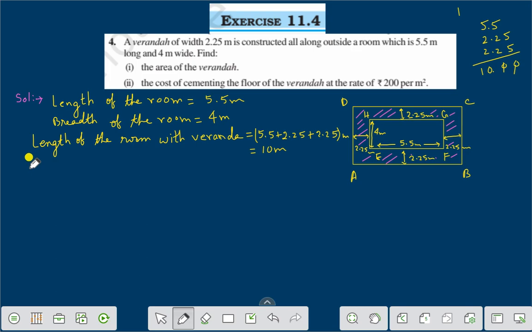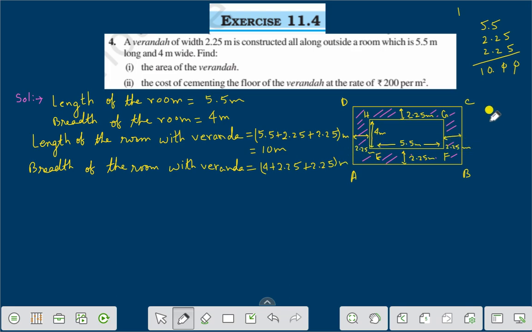And breadth of the room with veranda. Breadth is, here you see, this is 4 plus 2.25 plus 2.25 meter.